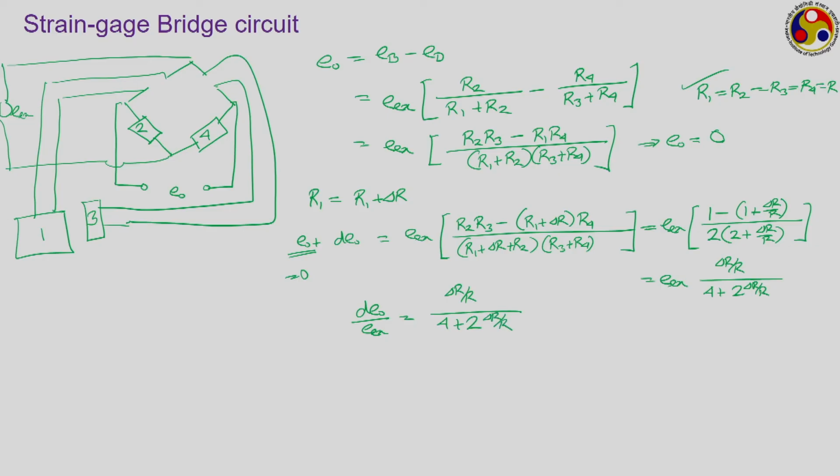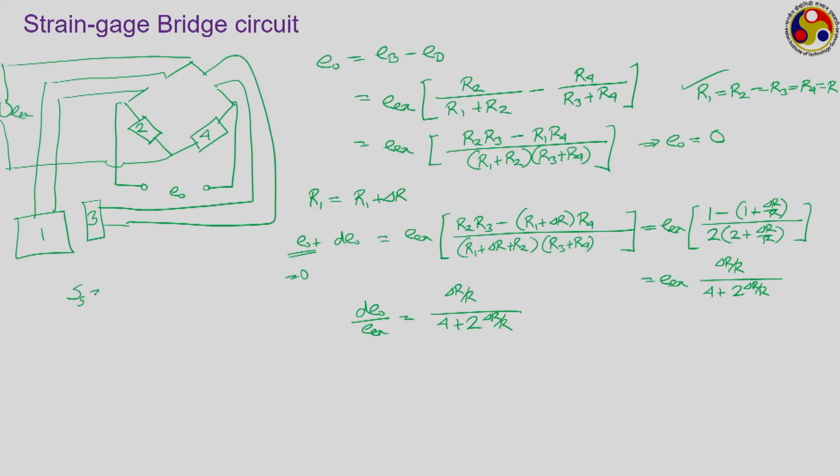If we use the previous scenario, that is use the concept of the gauge factor, we take the same values, Sg equal to 2, R equal to 120 ohm, and as per our definition Sg is equal to delta R by R by epsilon, giving us delta R by R is equal to epsilon into Sg.